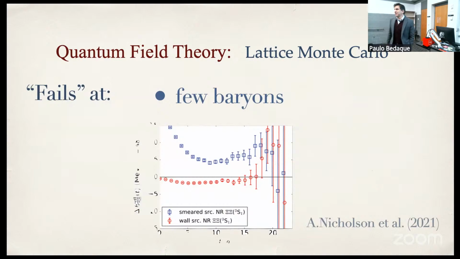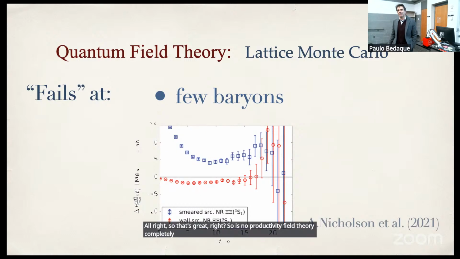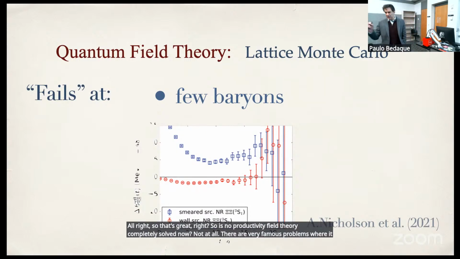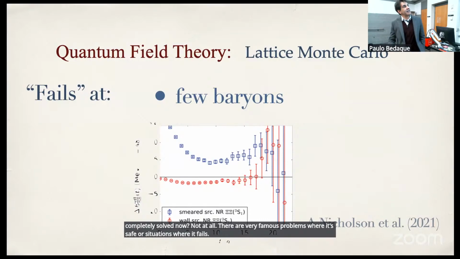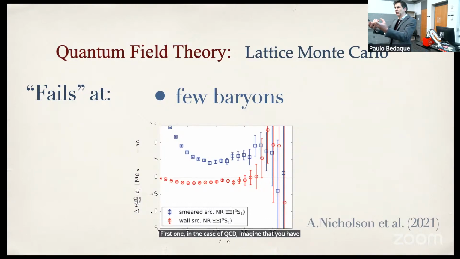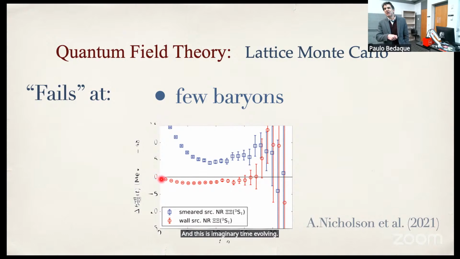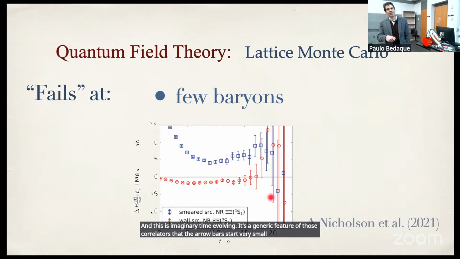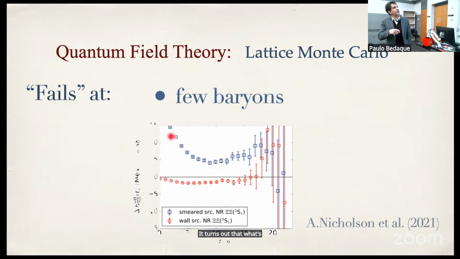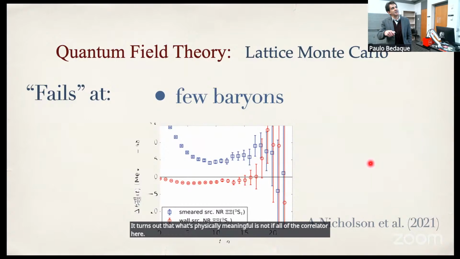All right, so that's great, right? But is non-perturbative field theory completely solved now? Not at all. There are very famous problems, or situations, where it fails. First one, in the case of QCD: imagine that you have not one proton, but 2 or 3. You want to do nuclear physics. The things you would like to measure happen to be correlators in imaginary time evolution. It's a generic feature of those correlators that the error bars start very small and then explode exponentially. It turns out that what's physically meaningful is not the value of the correlator here, but the asymptotic value.